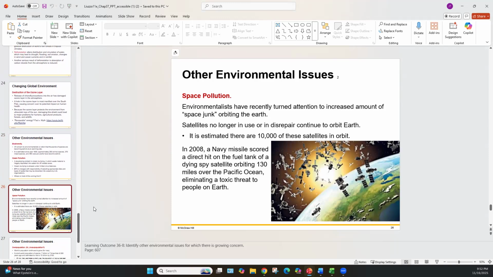Environmentalists have recently turned attention to the increased amount of space junk orbiting the Earth. Satellites no longer in use or in disrepair continue to orbit Earth. A lot of those satellites are in what's known as decaying orbits, so after a while they'll start falling back to Earth, and most of them will burn up in the atmosphere or drop into the ocean. It is estimated that there are 10,000 of these satellites in orbit. In 2008, a Navy missile scored a direct hit on the fuel tank of a dying spy satellite orbiting 130 miles over the Pacific Ocean, eliminating a toxic threat to people on Earth.